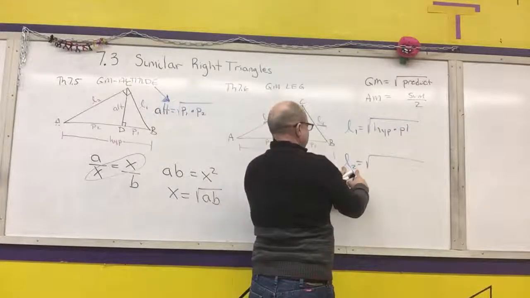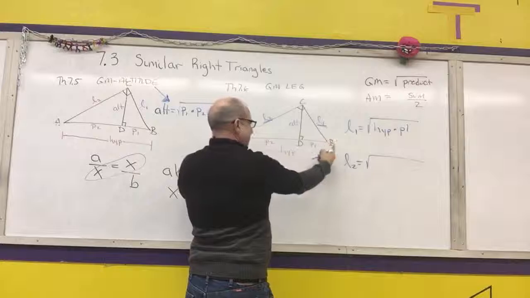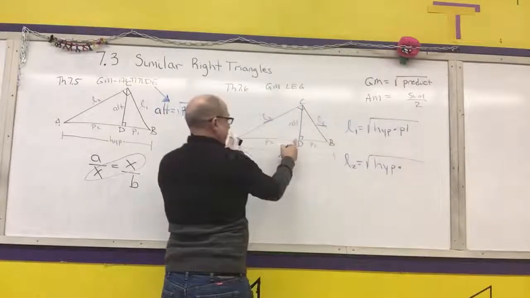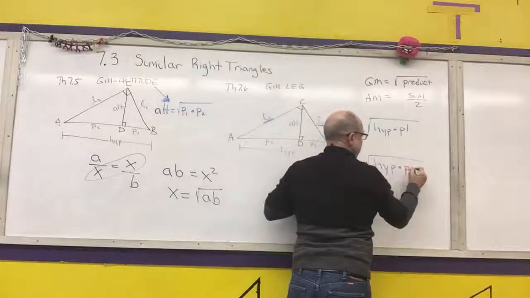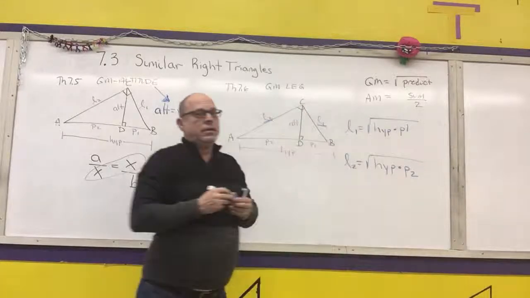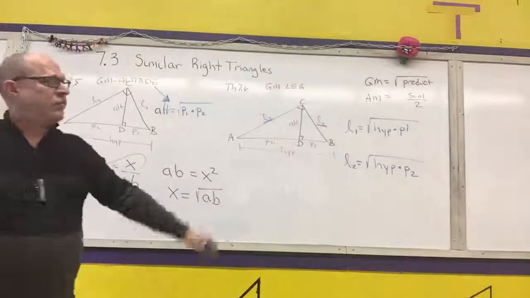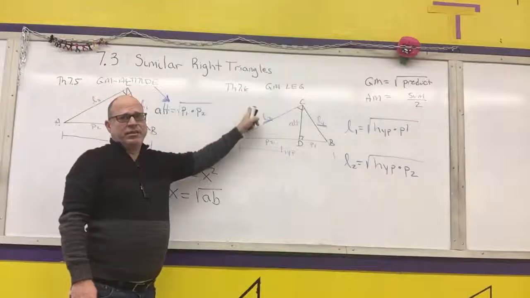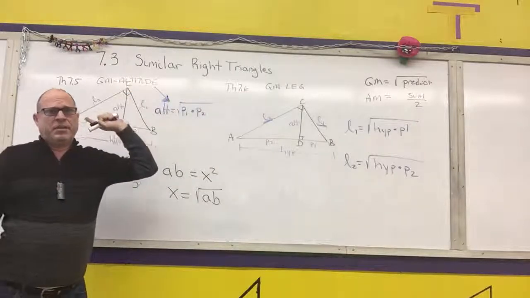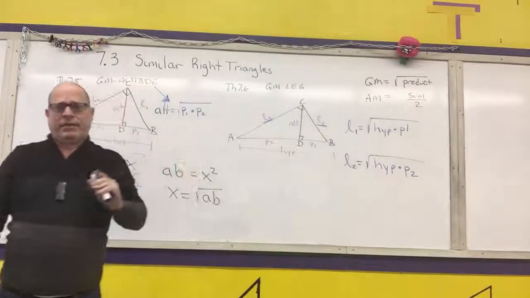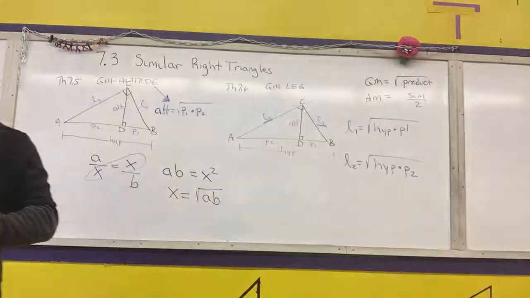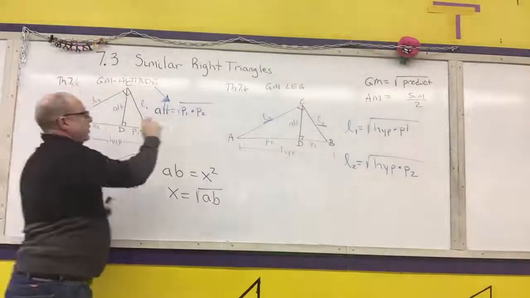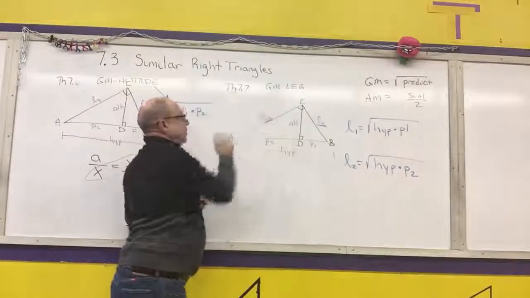The leg of a right triangle is equal to the geometric mean of the length of the hypotenuse and the piece that it touches. So that's the way I would like you to write the formulas for Theorem 7.6. Again, make sure you have these triangles drawn in your postulates and theorems for Theorem 7.5 and Theorem 7.6 and Theorem 7.7.